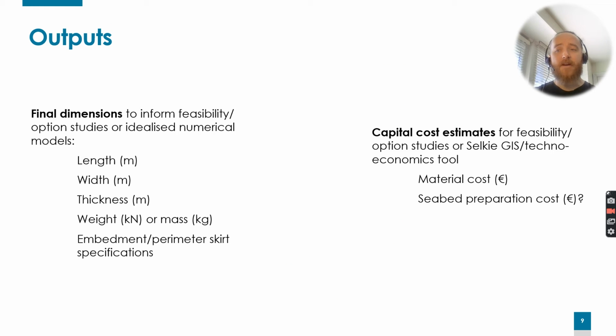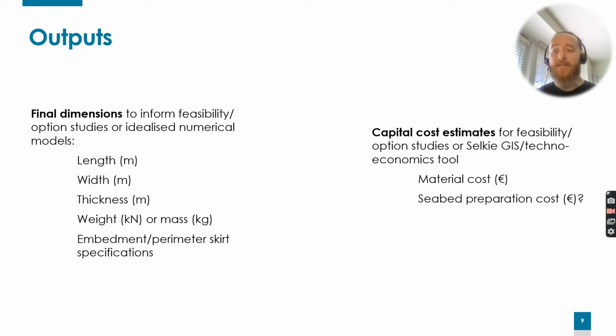And then once all three checks are passed, the tool will output the final dimensions, which can be used to inform feasibility or option studies. You can compare this foundation, for instance, with the equivalent suction caisson foundation that you can get from another Selkie tool that's in development, or it can be used in a simple numerical model as the first step towards a more sophisticated design. We'd also like the tool to produce a capital cost estimate, but we're still trying to think of the best way to do this.